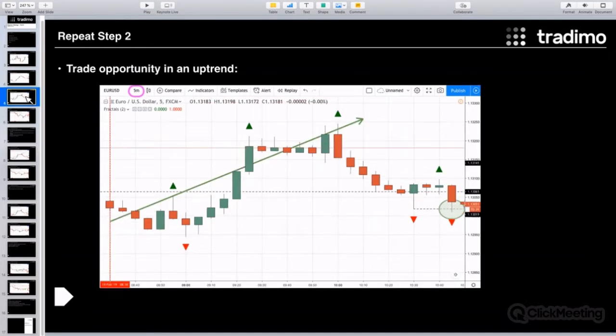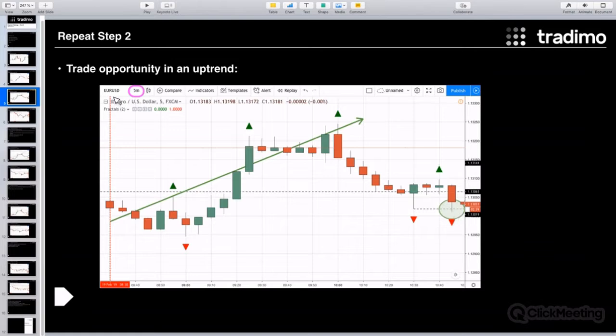Let's repeat step 2, the trade opportunity in an uptrend. In an uptrend, we are switching to the M5 chart. Each candle represents 5 minutes. And in an uptrend, we are looking for a down fractal, which is confirmed and broken. And this has happened here.